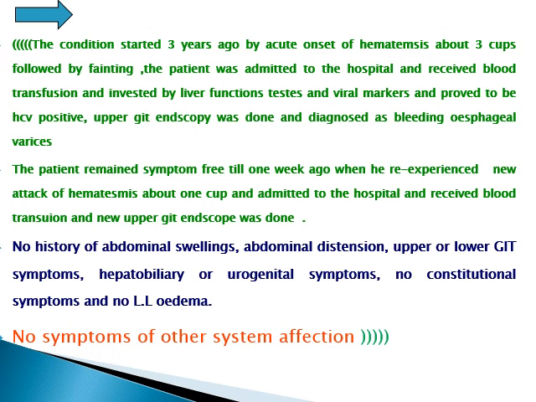No history of abdominal swelling, abdominal distension, upper or lower GI symptoms, hepatobiliary or urogenital symptoms, no constitutional symptoms, no lower limb edema. These are the analysis. The symptoms related to the chief system, like vomiting, are GIT or hepatobiliary symptoms.